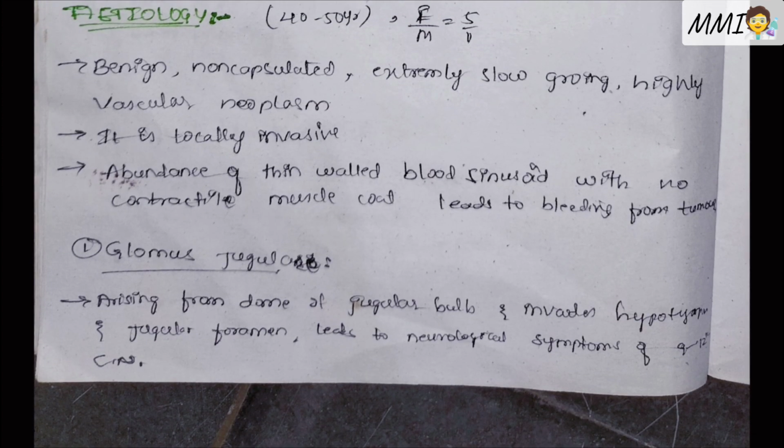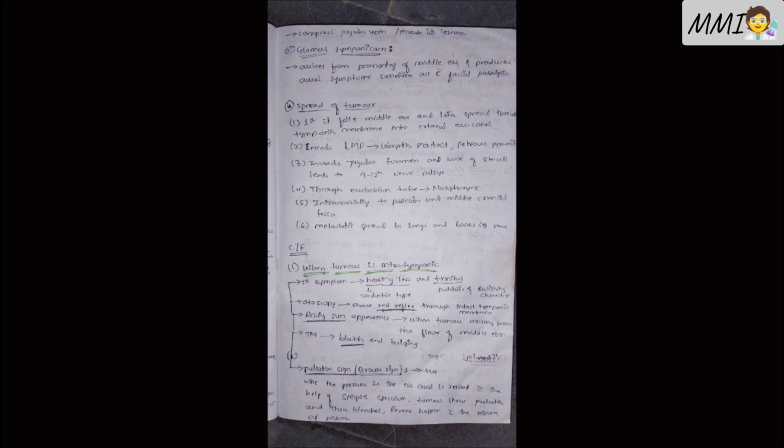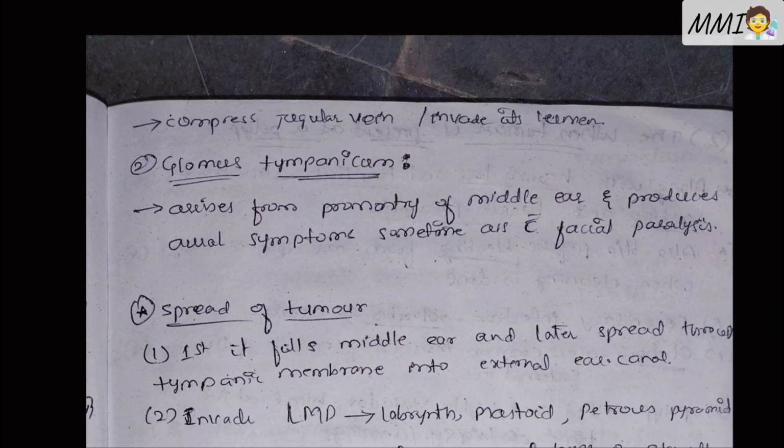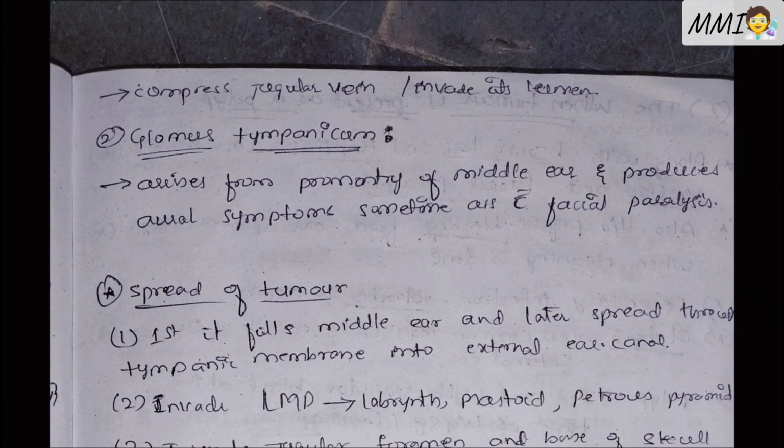Two types: glomus jugulare and glomus tympanicum. Glomus jugulare arises from the dome of the jugular bulb and invades hypotympanum and jugular foramen, leading to the neurological symptoms of ninth cranial nerve, that is Jacobson nerve. It compresses the jugular vein and invades the lesions.